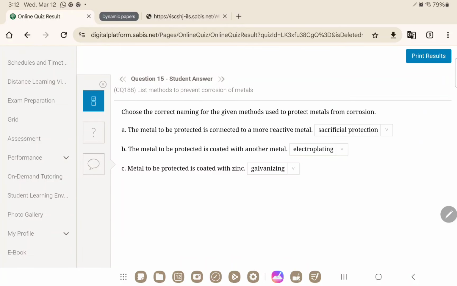Okay, so the metal to be protected, when you want to connect it to a more reactive metal, that's sacrificial protection. Remember it, as in something is getting sacrificed. To be protected, coated is electroplating. And whenever you see zinc, it's either zinc coating or galvanizing. Moving on.